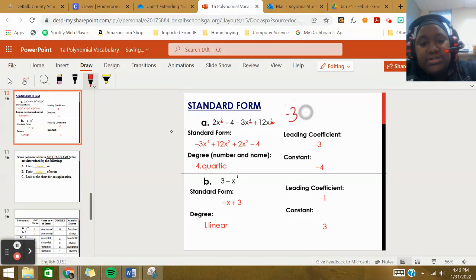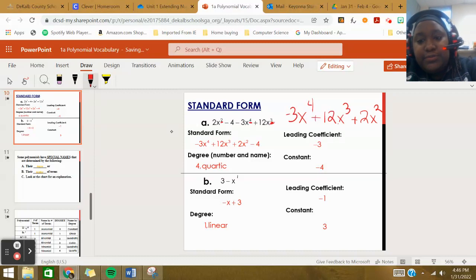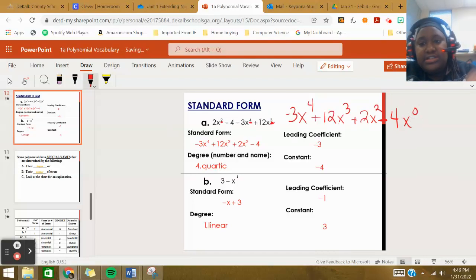So to rewrite this in standard form, they already wrote it here, but I'll write it again. We have negative 3x to the fourth. Then we need to the third power. So this will be plus 12x to the third. And then we need to the second power. So it'll be plus 2x squared. And then finally minus 4 because that's to the 0 power. And remember that if it's a constant, guys, it's a 0 power. There's nothing there. Then once we have it in standard form, we're able to answer these questions.